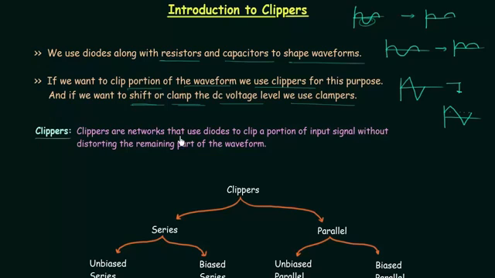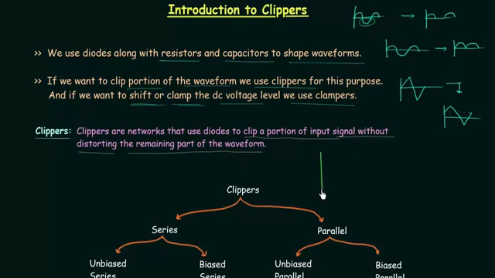Clippers are networks that use diodes to clip a portion of input signal without distorting the remaining part of the waveform. In case of half wave rectifier, negative half of the waveform is clipped and the remaining part is not changed, so there is no distortion of the remaining part of the waveform. Clippers are also used in noise reduction.